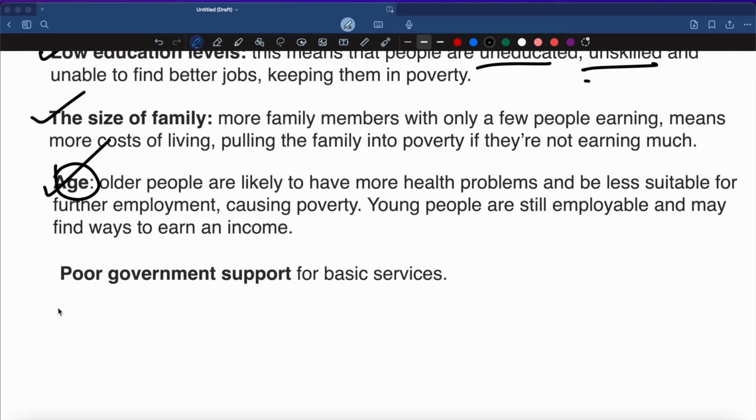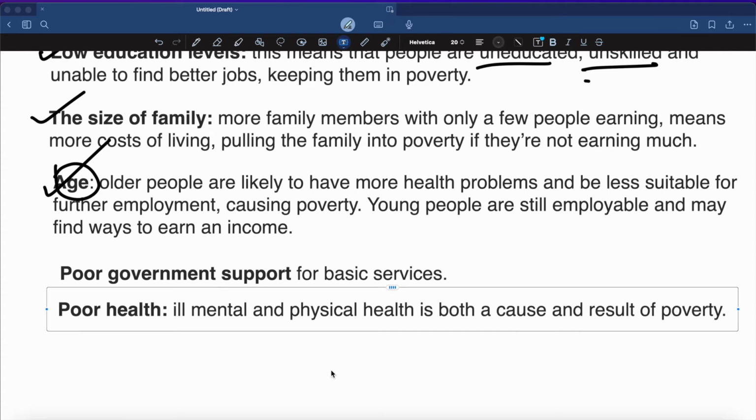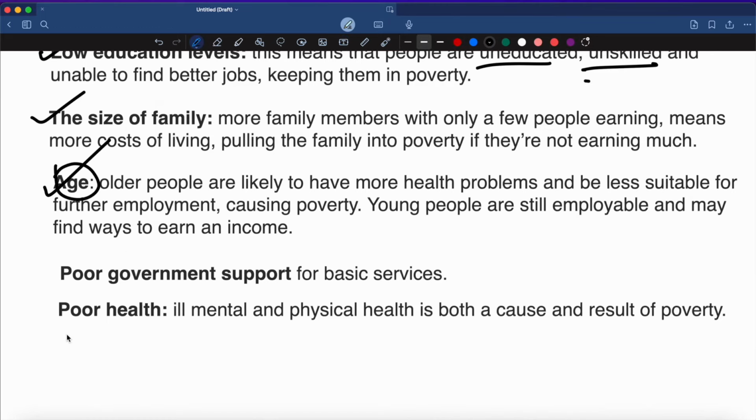The next one is poor health. Kind of self-explanatory. Poor health means I can't really work because I'm ill, which makes me unable to work. So poor health leads to poverty.